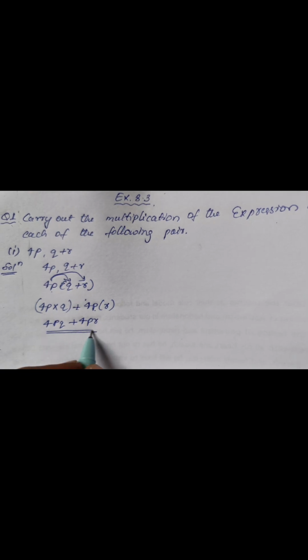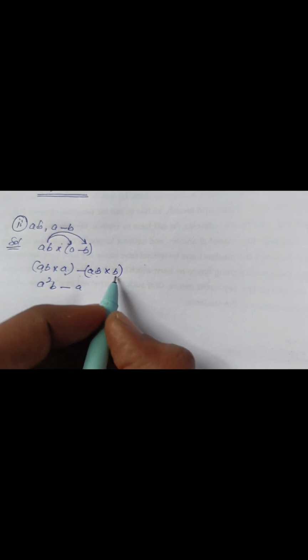To multiply ab into a minus b, first we will multiply this term with this term, then again this entire term with this term. So ab into a minus ab into b. ab into a is a square b, so minus as it is, a into b is a b square. So this is the answer.